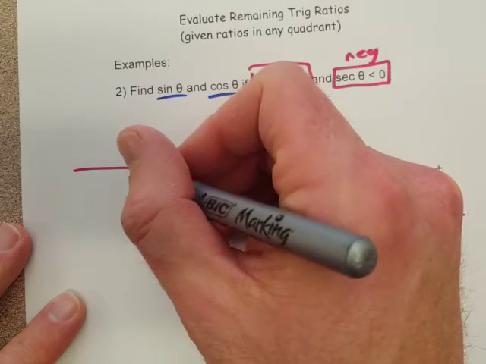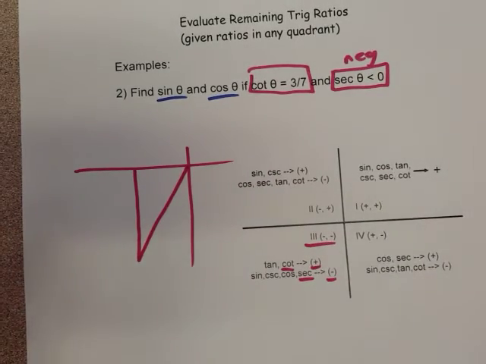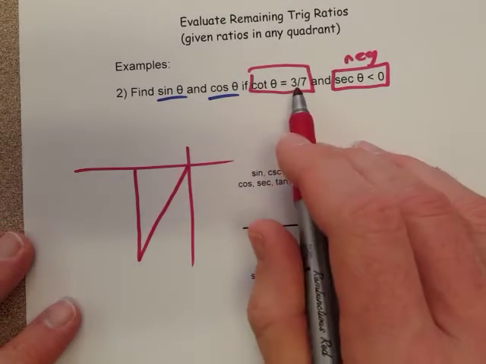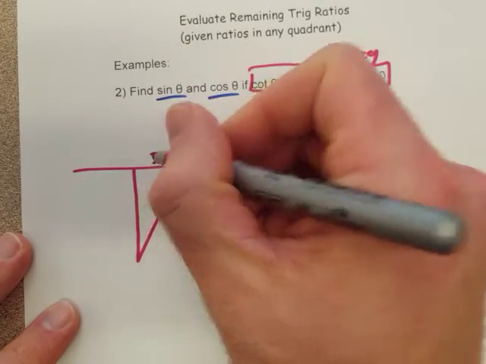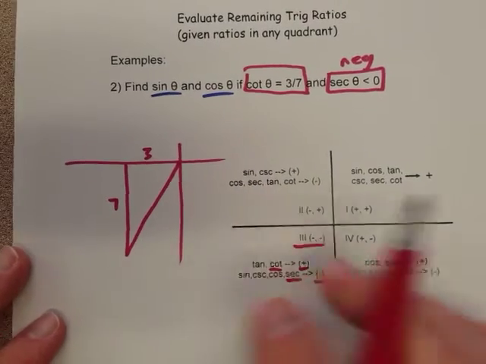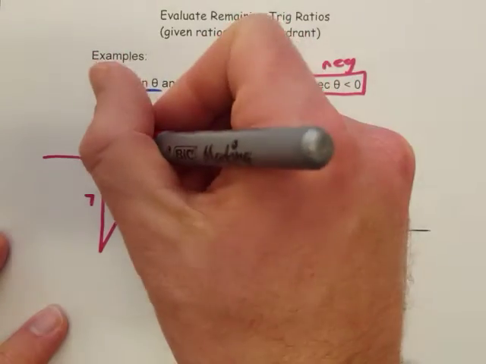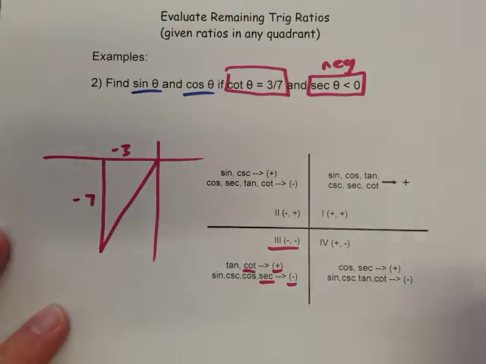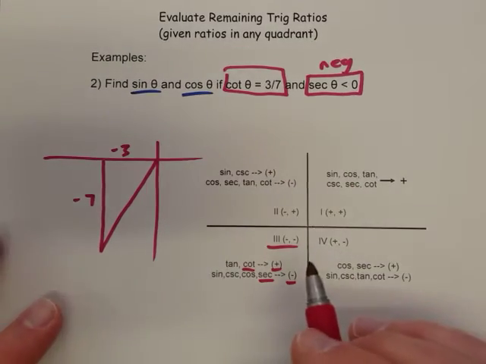Now with this one, just trying to draw the triangle again as close to scale as possible, but it really doesn't matter if we do. Cotangent is adjacent over opposite, so we've got 3 and 7, but make note of the fact that this is quadrant 3. So quadrant 3, both the x and the y are negative. That means that both of these are negative, and that's how cotangent is going to turn out to be positive. Two negatives equal a positive.